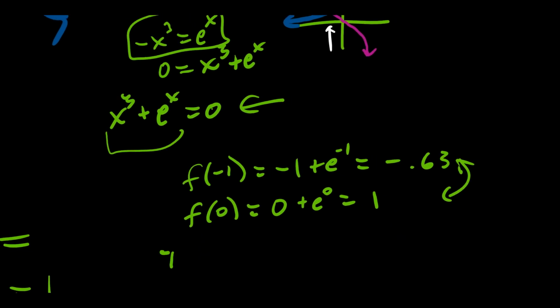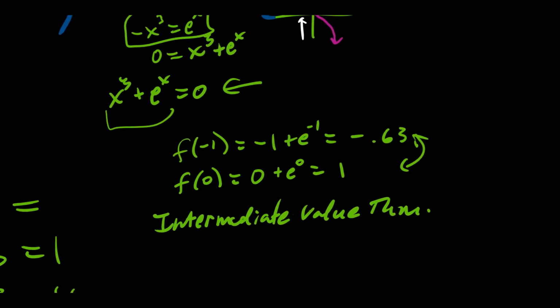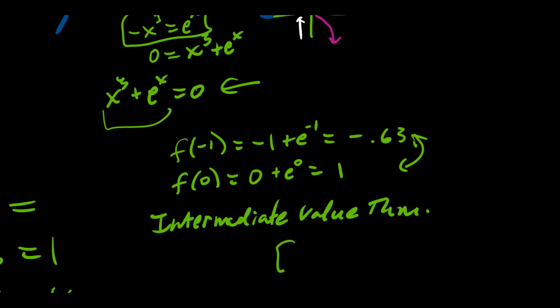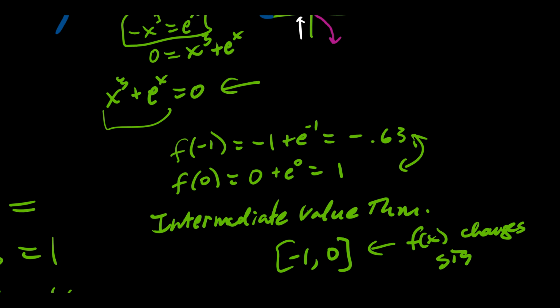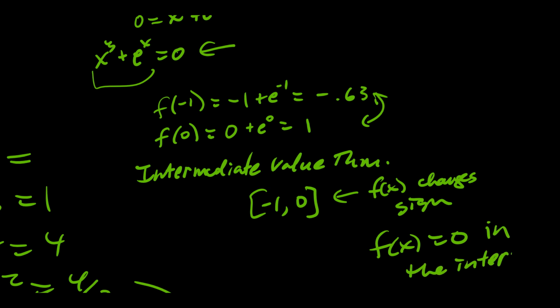So by the intermediate value theorem, remember that one, since it changes sign, somewhere in between 0 and negative 1, f of x changes sign. So somewhere in there, f of x must be equal to 0 in the interval, because in order to change sign, it has to be.